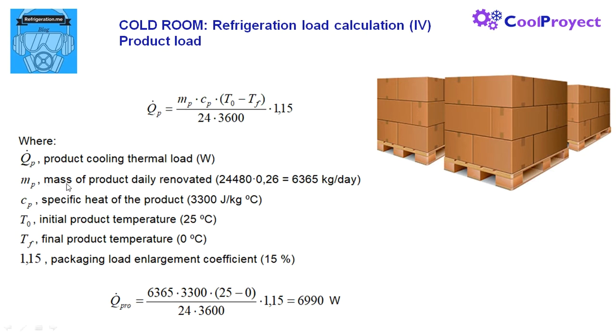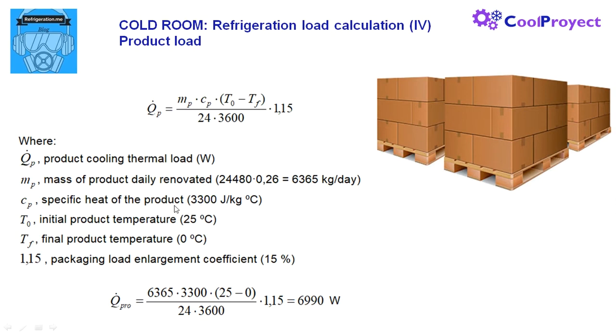We have the mass of product daily renovated. It is the daily input in the room. This is the product of the room capacity by the percentage of product daily renovated. In this case, we choose 26%. The result is 6,365 kilograms per day. We have here the specific heat of the product.